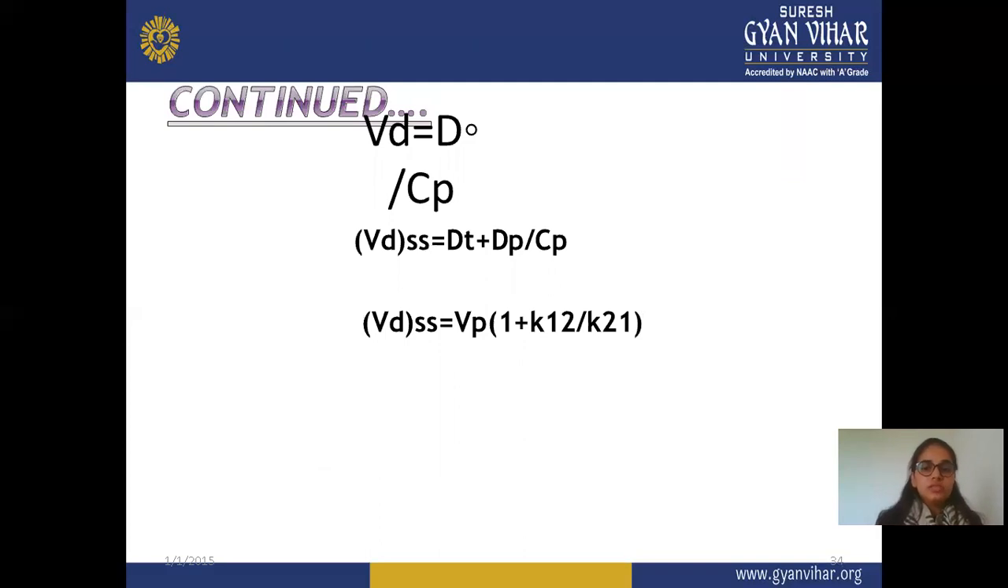Now Vd, that is the volume of distribution, is equal to d divided by Cp in the central compartment. Here, the volume of distribution at steady state is equal to dt plus dp divided by Cp, and Vd at steady state is equal to dp in bracket 1 plus K12 divided by K21, meaning from the central to the peripheral compartment. Just check how much drug is transferred from one compartment to another, or from the central to the peripheral compartment.